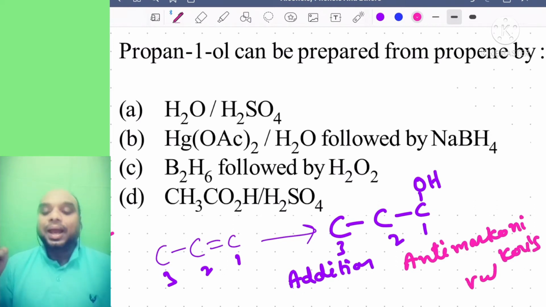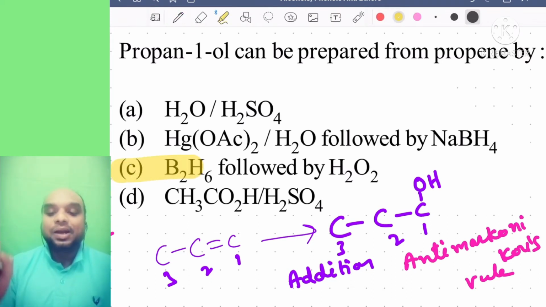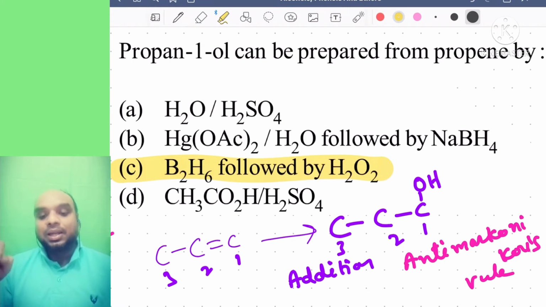Which substance can undergo the anti-Markovnikov rule? Only one: diborane, hydroboration. When alkenes undergo hydroboration, the alcohols we get are anti-Markovnikov products. Like that, we got propan-1-ol.